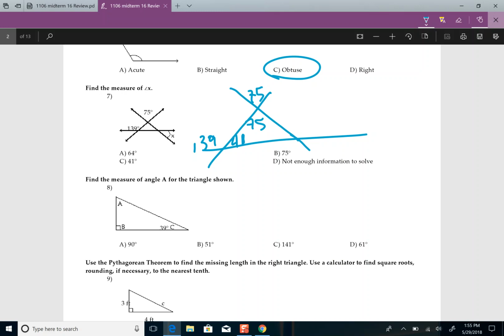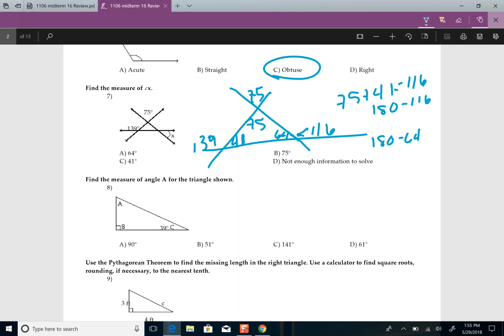Now I can see that 75 plus 41 is 116. So if I take 116 from 180, I get 64. Okay. So I have all these. I want this one right here. I feel like I just did the same thing backwards. I'm going to do 180 minus 64, and it's going to give me 116.